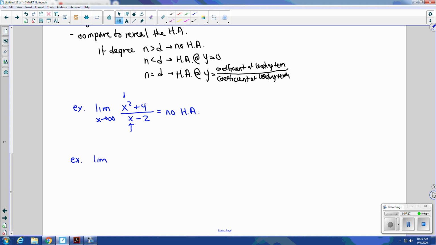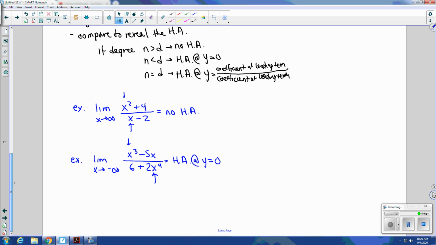The second, let's say we have the limit as x approaches infinity. Actually, let's do negative infinity just to throw a wrinkle in. Let's say we have x cubed minus 5x over 6 plus 2x to the 4th. So on the top, the leading term is x cubed. On the bottom, it's 2x to the 4th. So when we evaluate for this horizontal asymptote, the numerator is now smaller than the denominator, and therefore we have a horizontal asymptote at y equals 0.